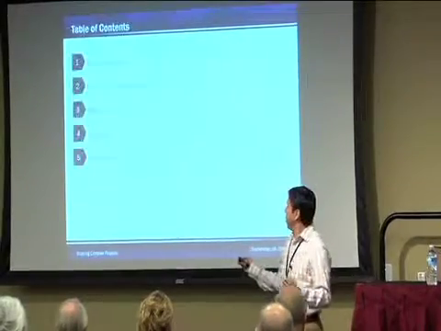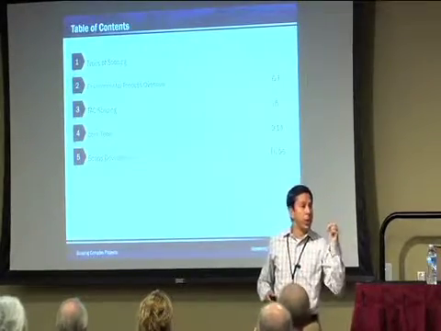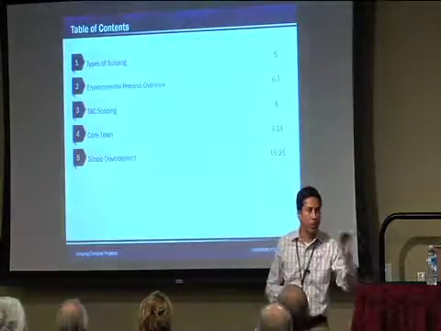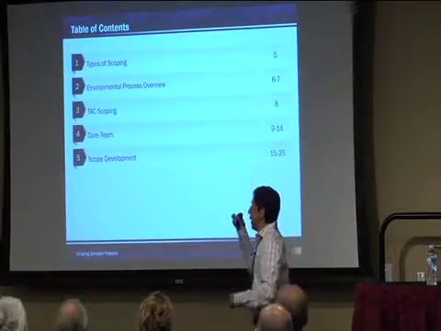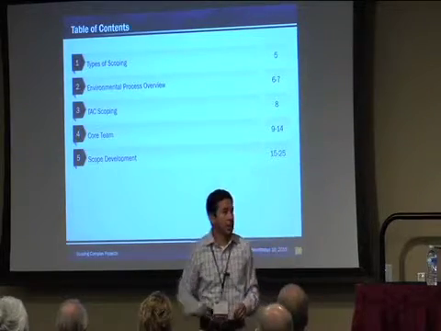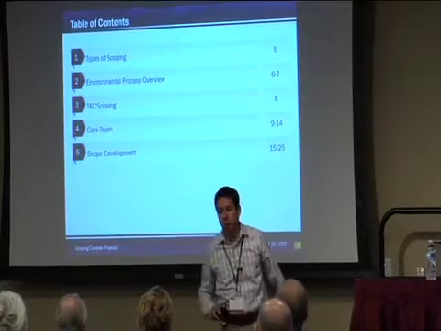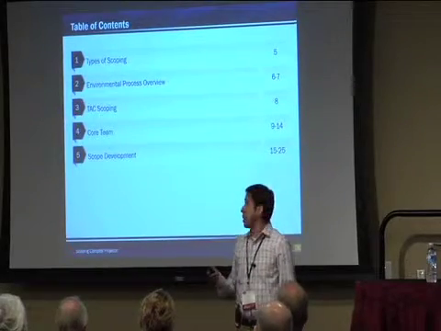I'm going to go over types of scoping, what kind of scoping I'm specifically talking about first. Then I'm going to go quickly over our environmental review process. Then I'll get into how we're tackling scoping and some of the tools that we're using: core team, and the scope development tool that was discussed earlier.